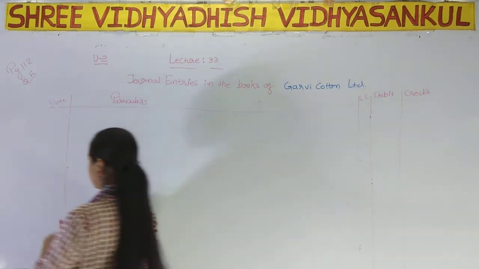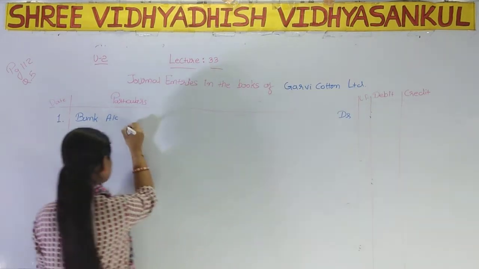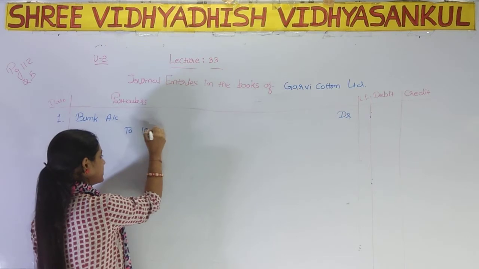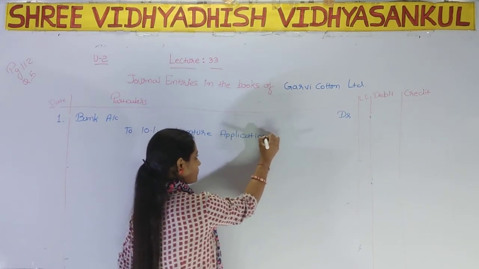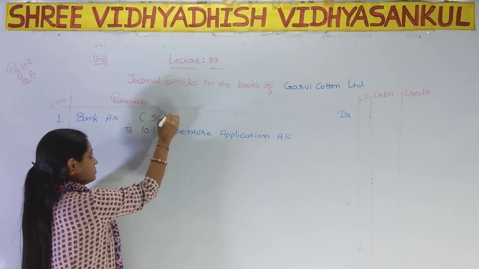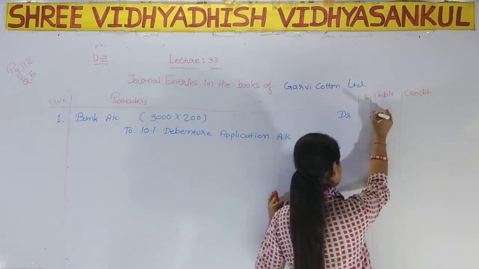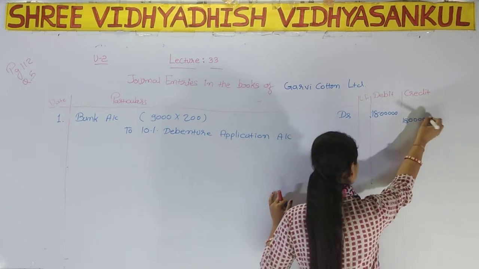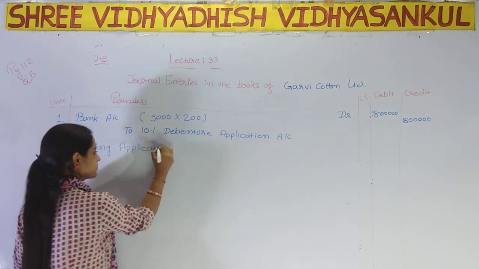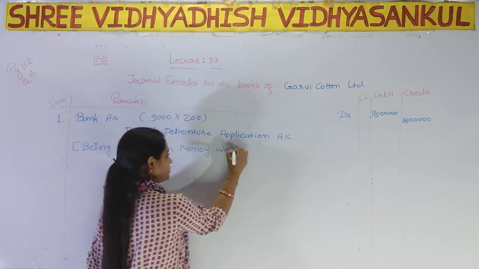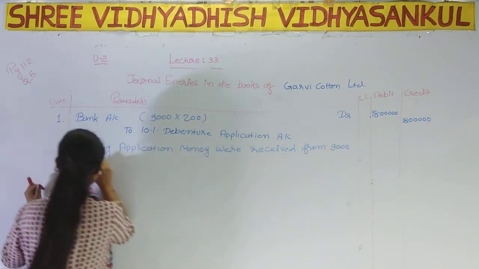The first entry will be for receiving, right? Bank account debit to, what is the rate of interest? 10%. So the account will be 10% debenture application account. Right? Here we have to write 9,000 applications into 200 rupees. That means total we have received 18 lakh rupees. Into bracket we have to write being application money were received from 9,000 applicants.